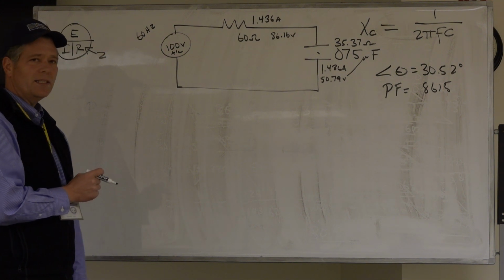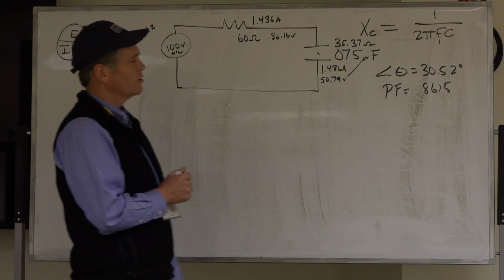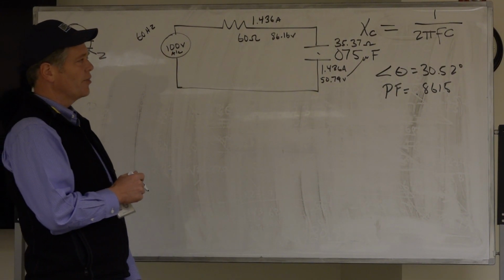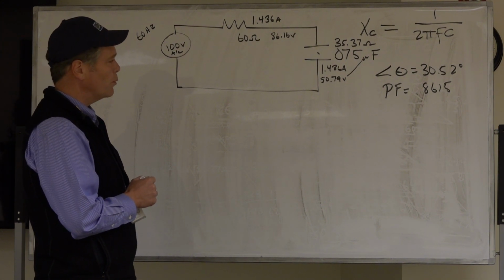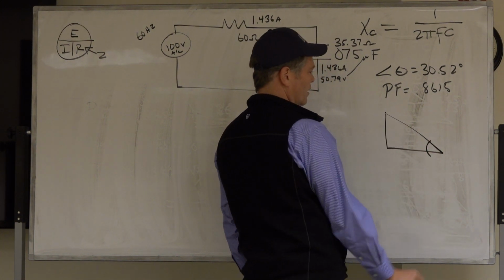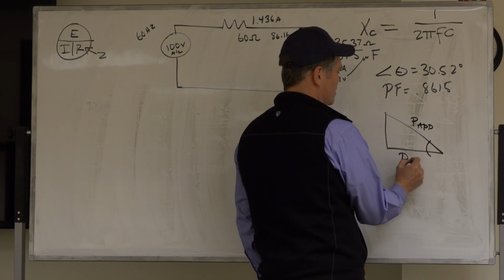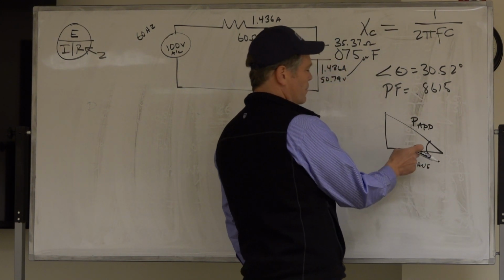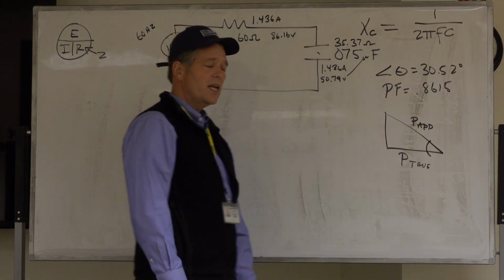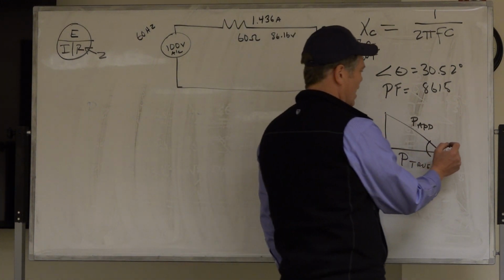I've taken my watts and divided them by my apparent power, and I've gotten a power factor of 0.8615, or 86.15%. Angle theta on that is 30.52. That angle theta, again, is this angle here. If this is my apparent power, my hypotenuse, and this is my true power, adjacent over hypotenuse for this angle is cosine, and the inverse cosine of that relationship gives me that angle theta.